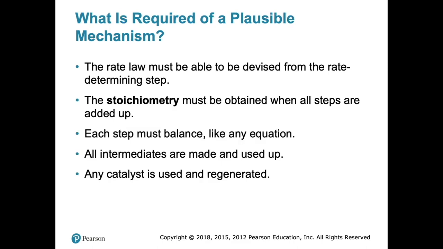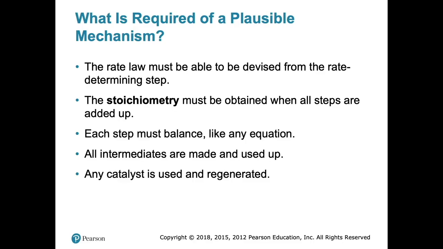So what then is required of a plausible mechanism, right? What do we need to have a plausible mechanism for a reaction? Well, the first thing is that the rate law must be able to be devised from the rate determining step, right? So what that means is that your rate law will not be based on any of the faster steps of the reaction. It's always going to be based on the rate limiting step, the slowest step of the reaction, okay?